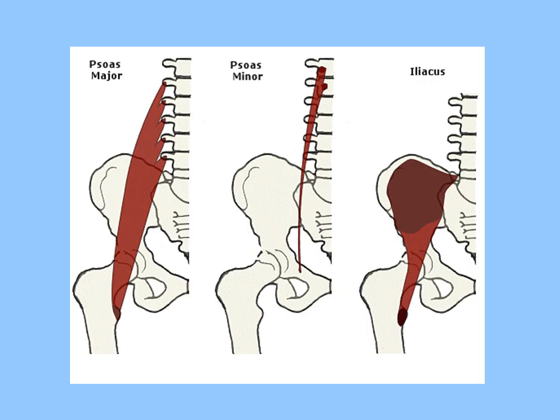Last, we have the iliac muscles. The iliac muscles may look familiar as I've previously spoken about them as being muscles that comprise the posterior abdominal wall.